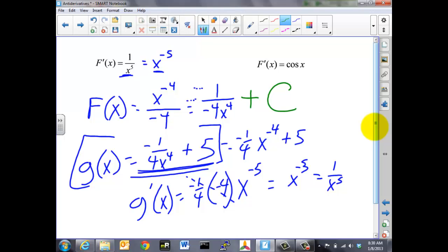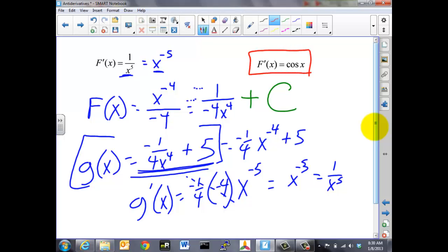C could be 0, in which case this is our answer and life is good. C could be 3, C could be 7, C could be pi, C could be e, C could be any number. So we just know that it could be, and that we're going to leave it there. As you write answers, get in the habit of putting the plus C. That's one of the most common things that students leave off. Let's move to this other problem here.